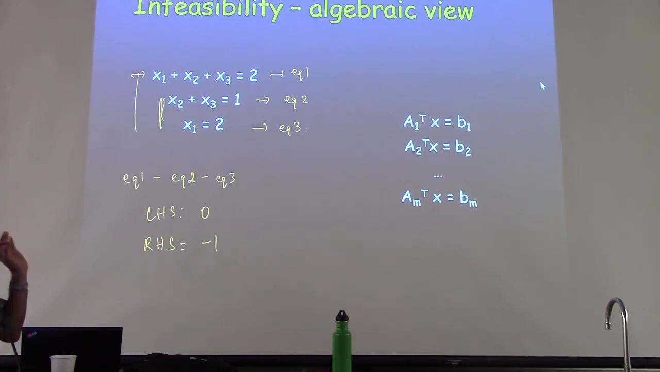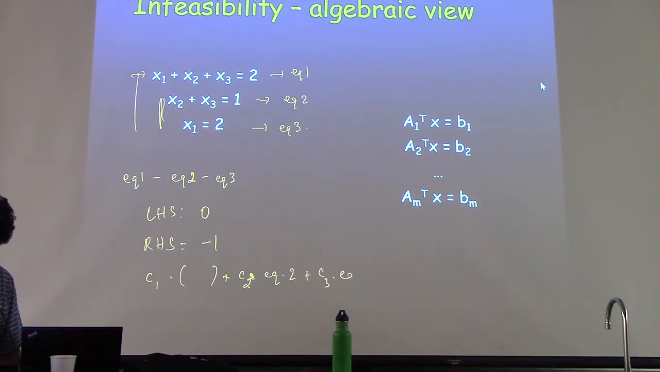So is this procedure clear? What we are doing is, in some sense, finding coefficients for these equations and then adding them up. We are trying to do something of the kind where you do some constant C1 times equation 1 plus C2 times equation 2 plus C3 times equation 3. Then it turns out that the right hand sides add up to something which is non-zero and the left hand side is 0.